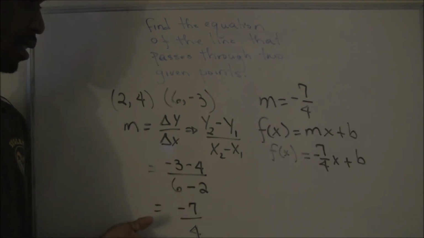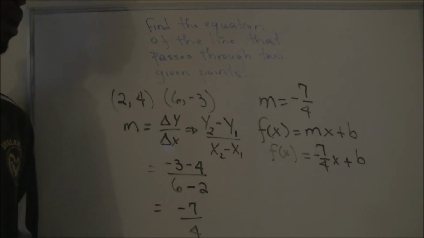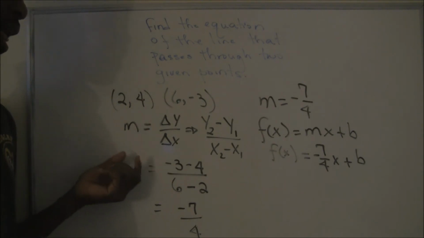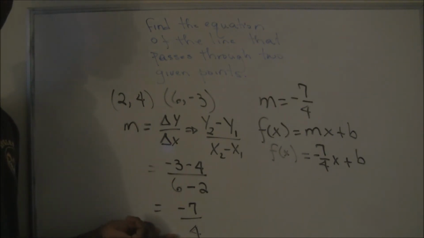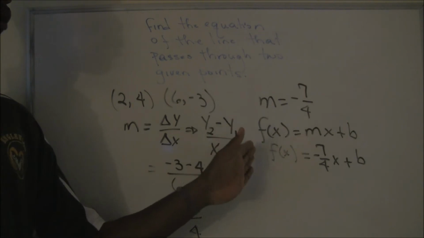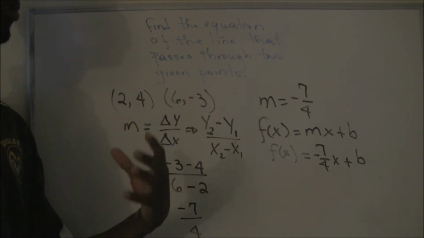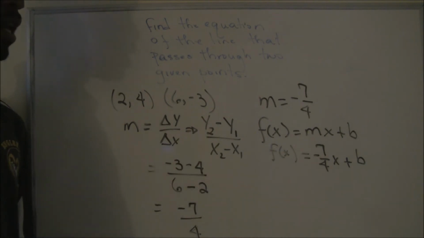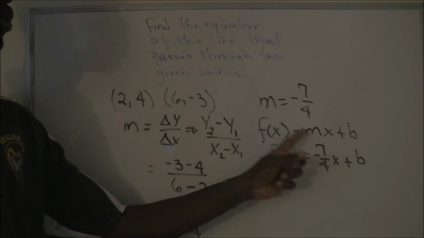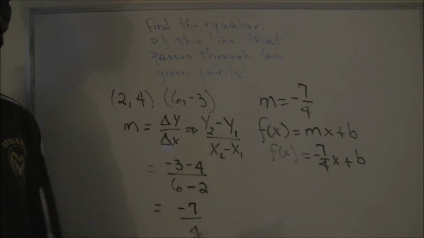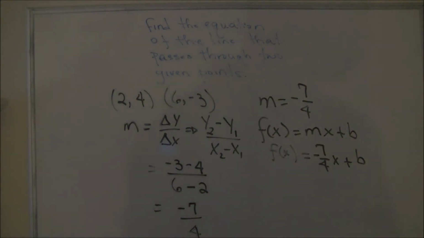Take a look at this before we move to the next step, which is finding b. This is step number 1. You find the slope. Then, after you find the slope, you write the equation with function notation f of x equal mx plus b, and you replace what you know. In this case, the only thing you know so far is the slope, which is m, and we replace m in the function.